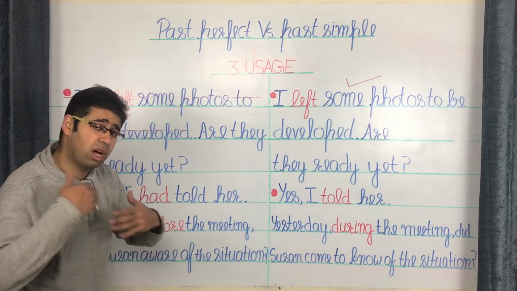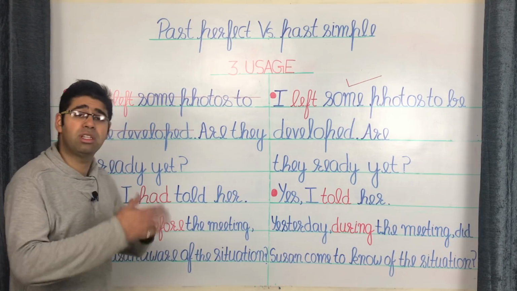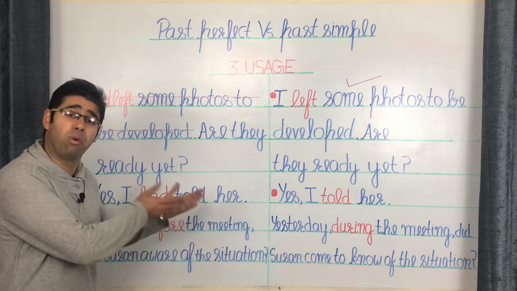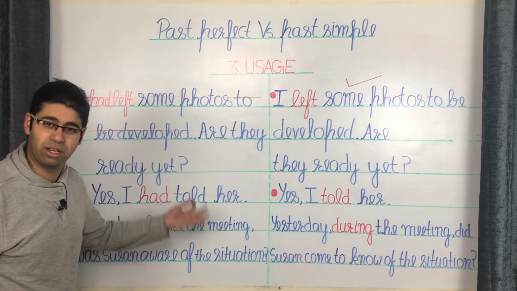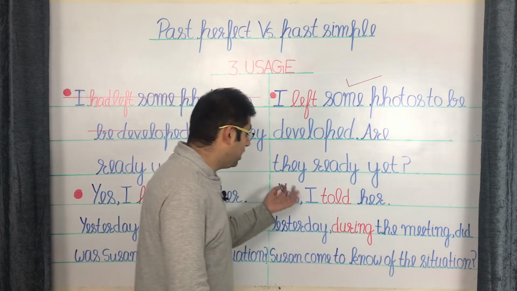Now, when did Susan come to know of the situation? In this case, Susan came to know of the situation even before the meeting, and hence you have the response as, yes, I had told her. As opposed to this, you have, yes, I told her.